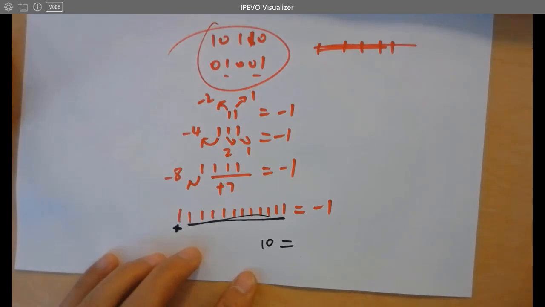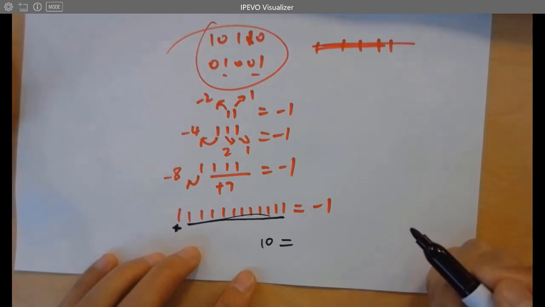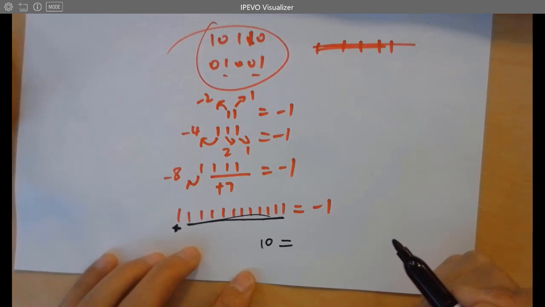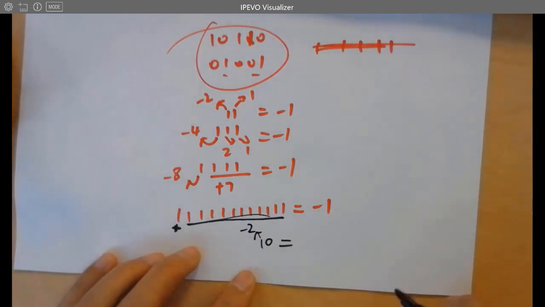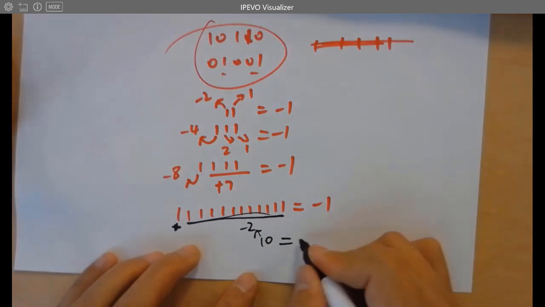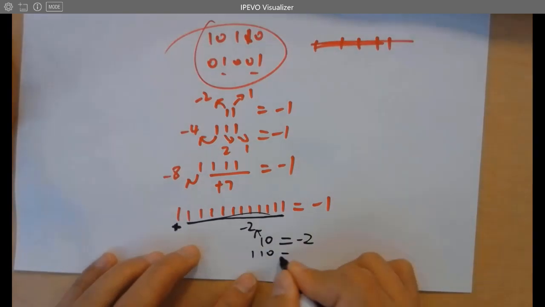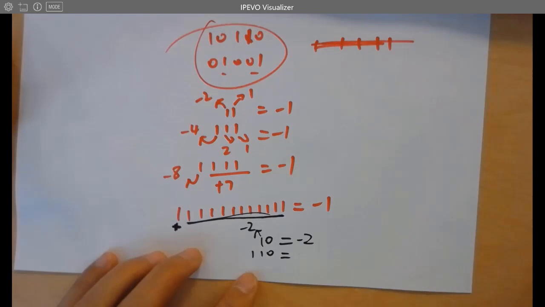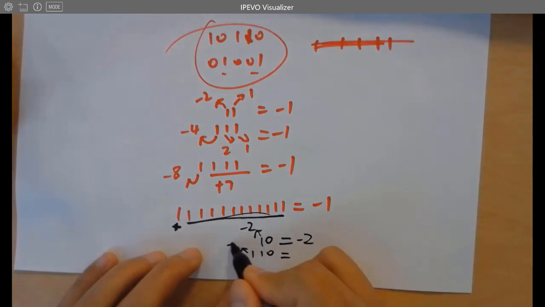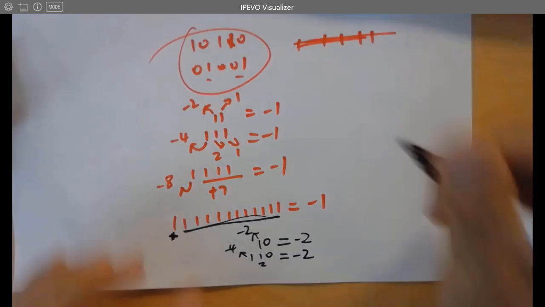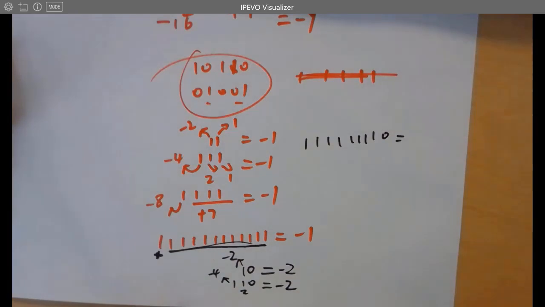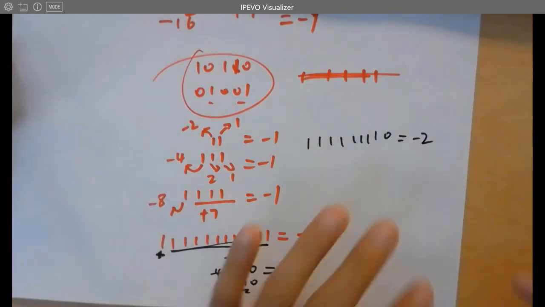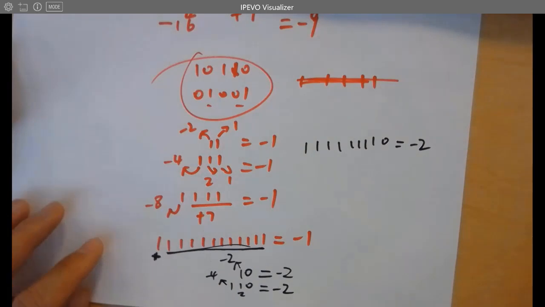Wait, come on. In 2's complement, what is this? -2. So what is this? What is this? -2. What is this? Why is that? Based on the same principles that you just talked about.